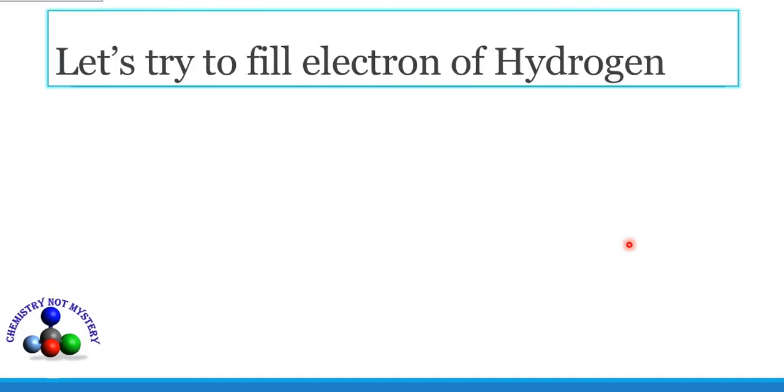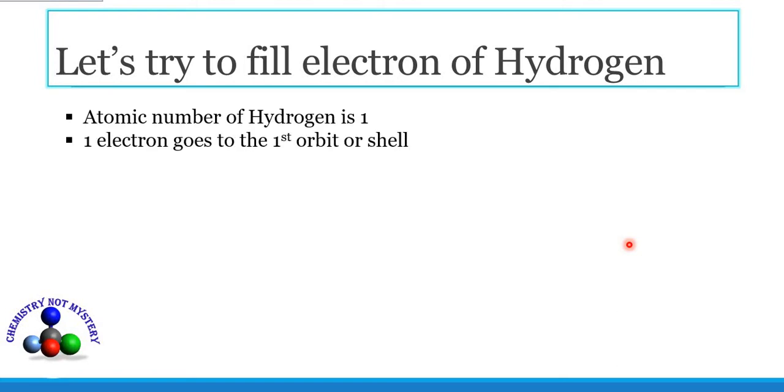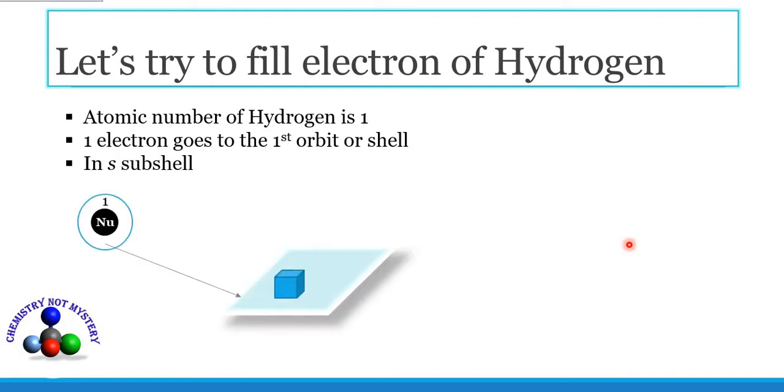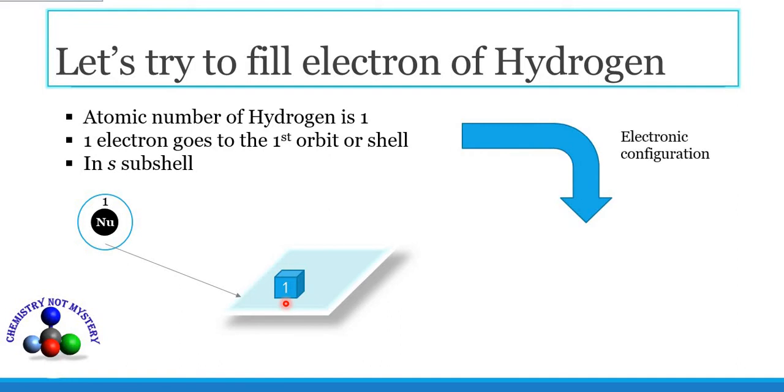Let's try to fill the electron of hydrogen. Its atomic number is 1. That means it has only 1 electron. This only electron goes to the first orbit in the S subshell. Here the electron is represented by a half arrow. This information about the filling of electrons is known as electronic configuration, and it is written as 1s1, where 1 denotes the number of the orbit where it is placed, S defines the type of subshell, and 1 written in the superscript defines the number of electrons present in that subshell.